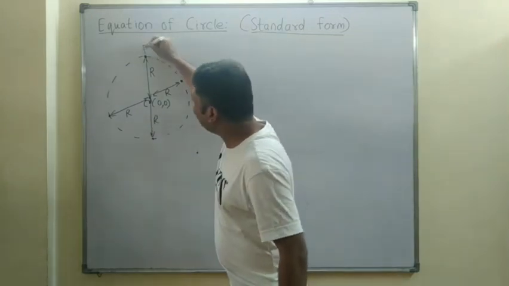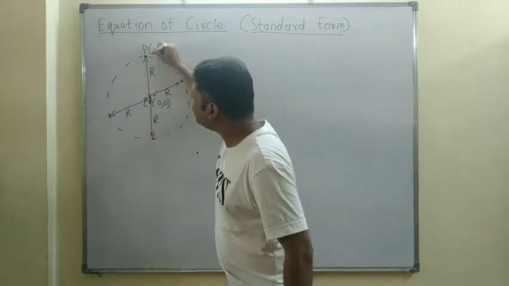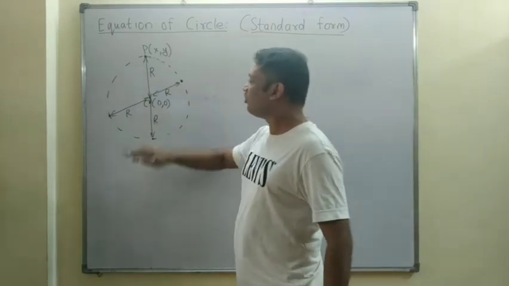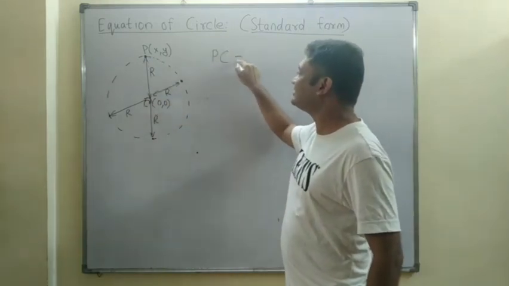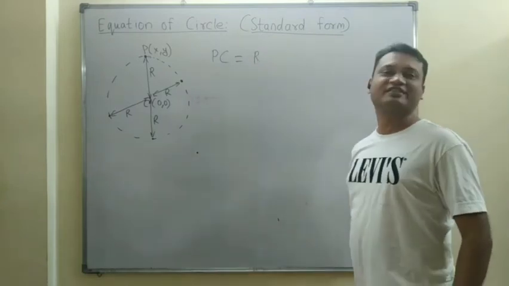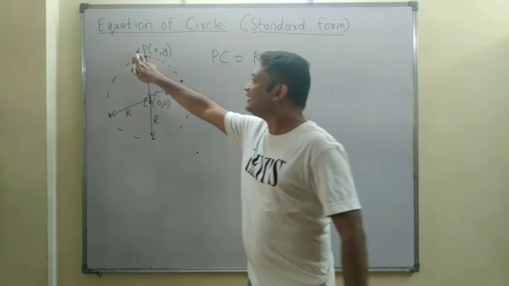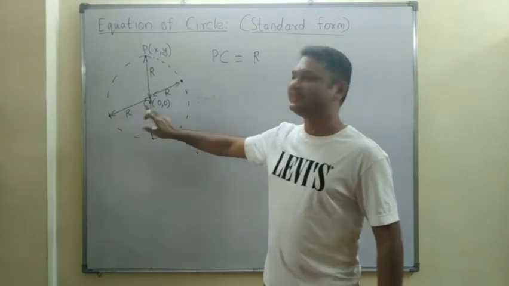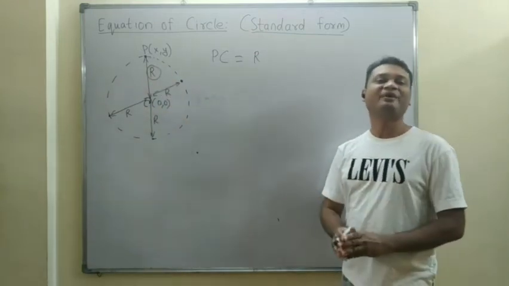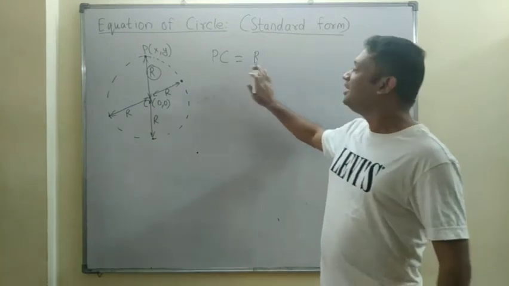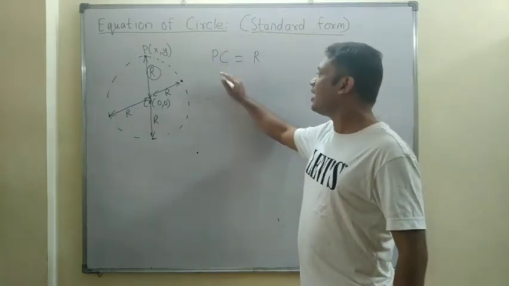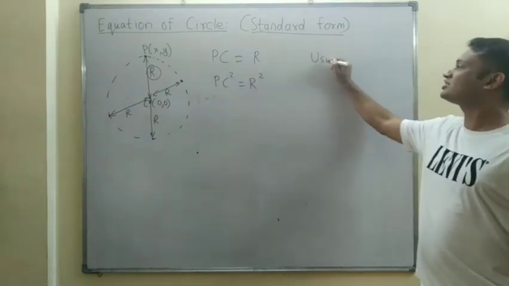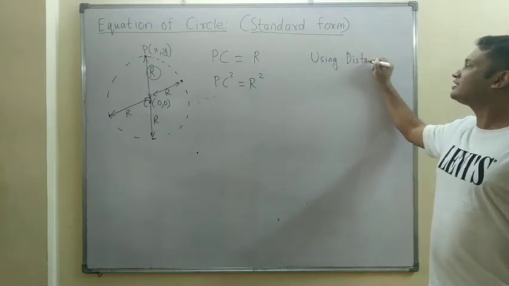Let us consider this variable point on the circle as P having coordinates x, y. Now, by distance formula, I can say distance PC is equal to radius of the circle. P is the general point on the circle, C is the center of the circle, PC is the distance which is fixed and it is equal to the radius of the circle R. Now by distance formula, if I square both sides, PC square is R square, and using distance formula, we know what the distance formula is.